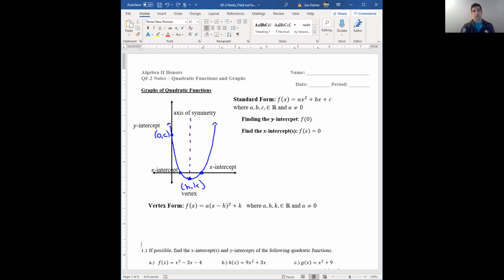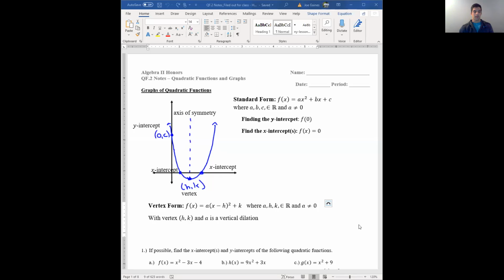So we know that h is a horizontal shift, a translation left to right. k is a vertical shift, a translation up and down, and a is the vertical dilation. So you can see there on the diagram that I have the vertex listed as (h, k). I told you I'd come back to that, and this is why. The horizontal shift gives us the x coordinate of the vertex, and the vertical shift gives us the y coordinate of the vertex. So the vertex form is as written with vertex (h, k), and again we know a is the vertical dilation.